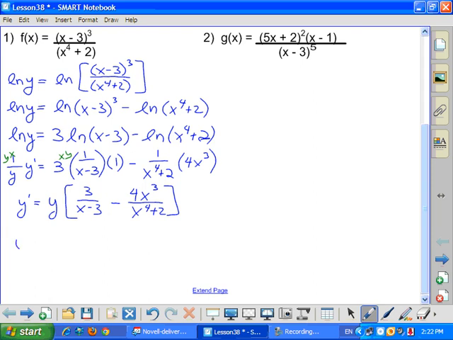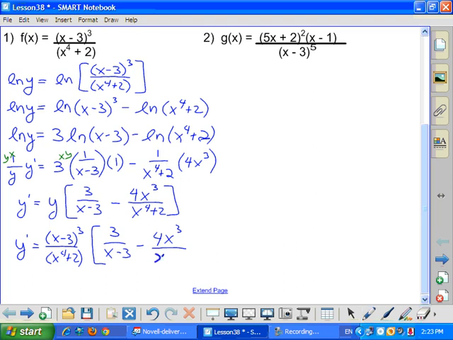So in the end, the derivative of that function above is going to be (x minus 3) cubed over (x to the fourth plus 2) multiplied by (3 over x minus 3 minus 4x cubed over x to the fourth plus 2). So is it quicker than doing quotient rule? The answer is probably not for this one.